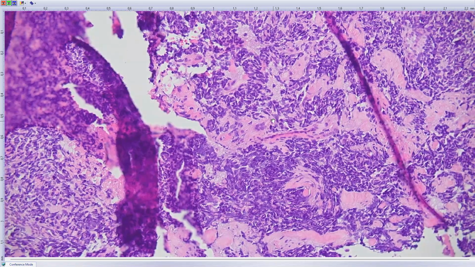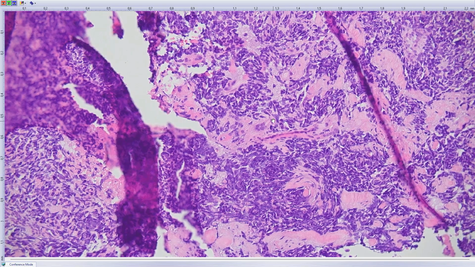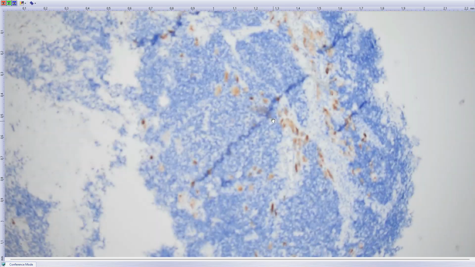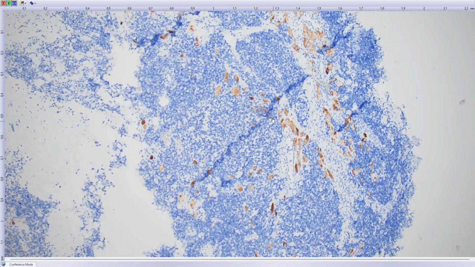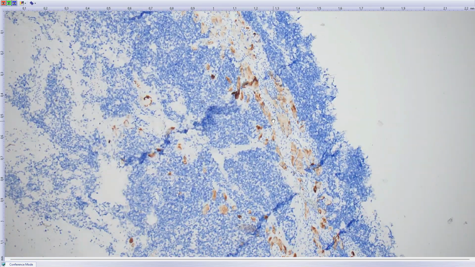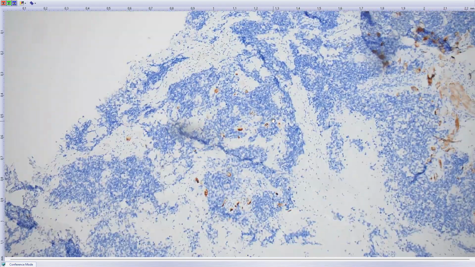There was CD99 and NKX2.2 done. Both were completely negative. Next thing you should consider in this age group is rhabdomyosarcoma, especially with this morphology alveolar rhabdomyosarcoma. But this is desmin, completely negative, except for the infiltrated skeletal muscle fibers. Otherwise, desmin is negative.